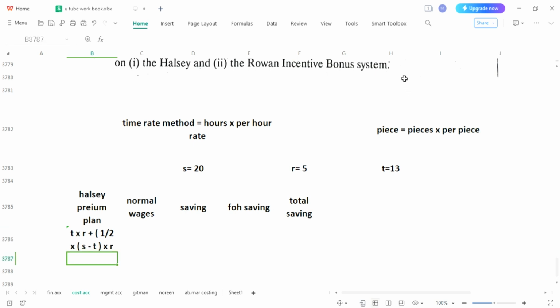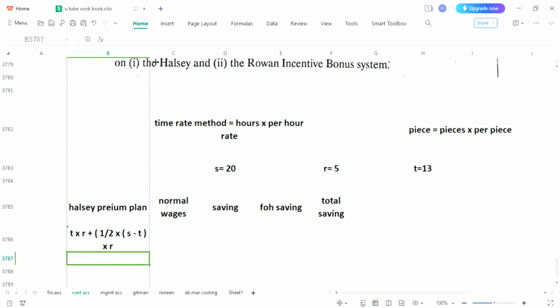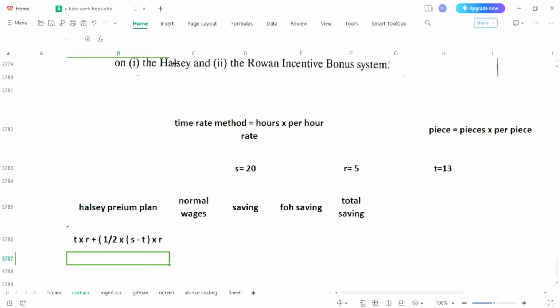So this is the way with which you will be able to calculate your Halsey premium plan. The formula we have written like this, and luckily we have already mentioned what is standard time, per hour rate, and time taken. Only STR will be used to calculate the Halsey premium plan formula.